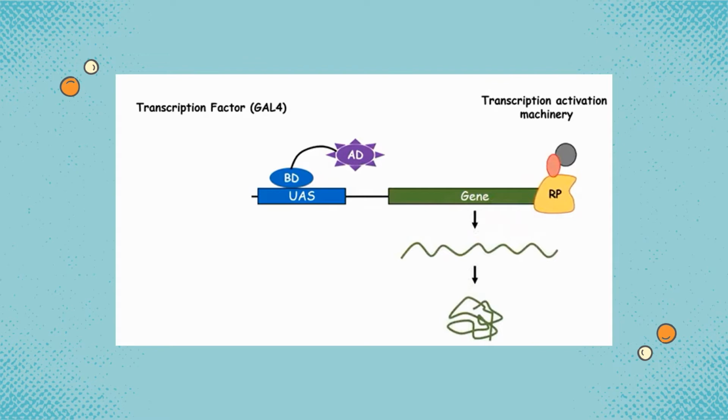In this figure, a gene and upstream activation sequence are shown. A transcription factor comprises a binding domain and an activation domain. The DNA binding domain binds to the upstream activation sequence, and now the activation domain recruits the transcription activation machinery to activate the transcription of the gene to produce mRNA, and that will translate into protein.